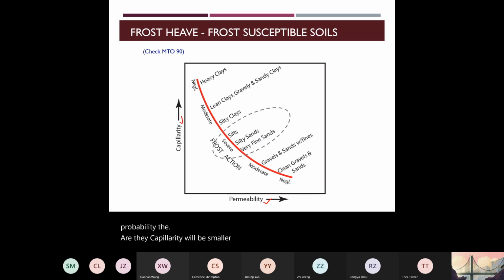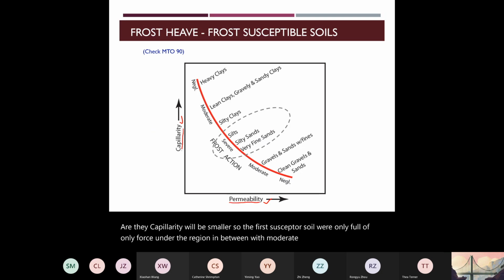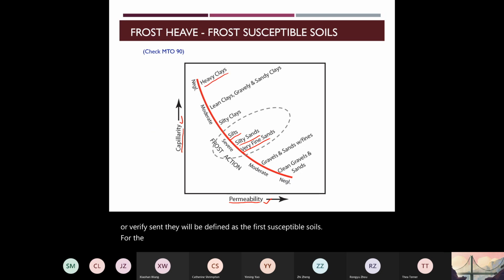So the frost susceptible soil will only fall in the region in between, with moderate permeability and capillarity. So usually, soils with a large amount of silt, or silty soil, or very fine sand will be defined as frost susceptible soils. For the heavy clays or for the gravels, it will be less likely to have frost heave.